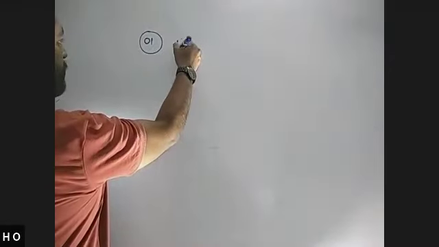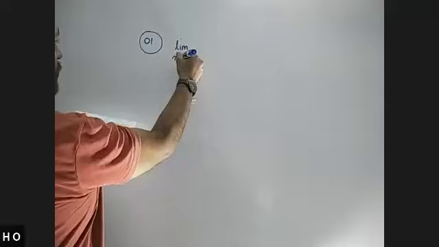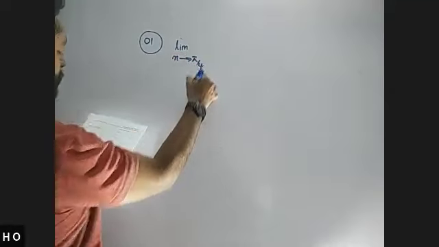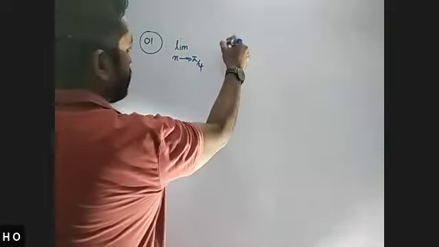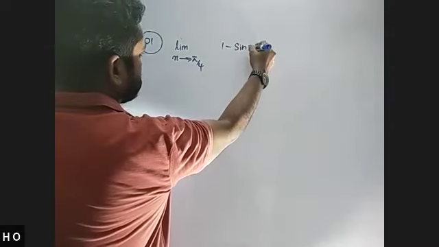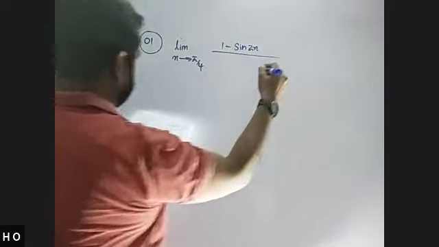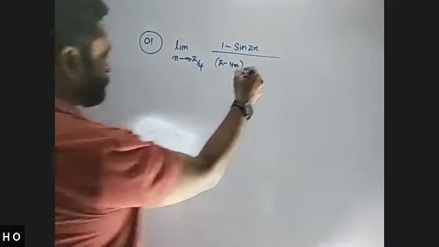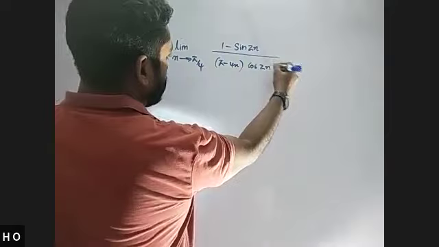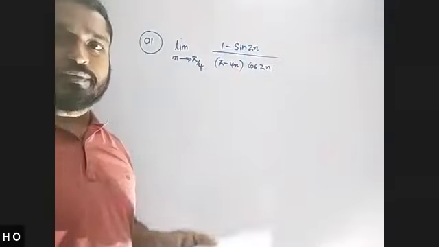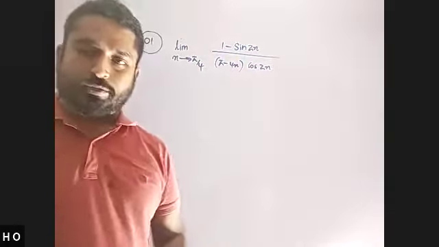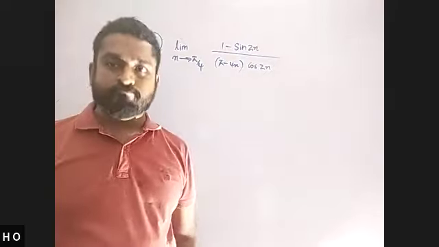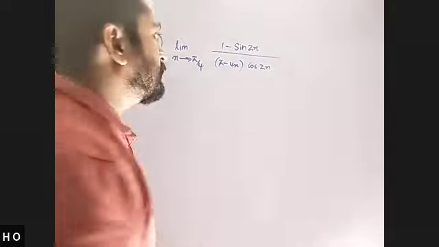Question number 1. It is a limit. Limit x tends to 5 by 4 of (1 minus sine 2x) over (5 minus 4x) cos 2x. And they have given the answer to show as well. You have to lead this to that answer.